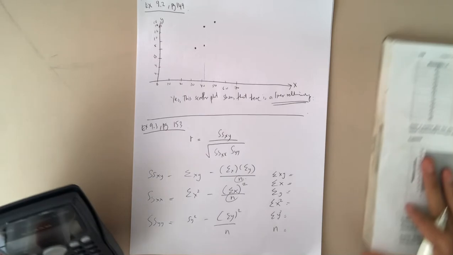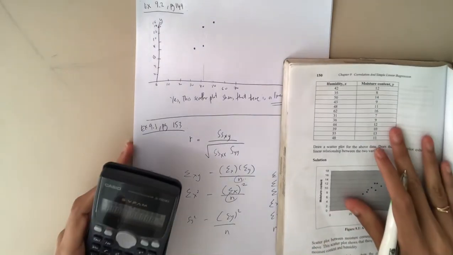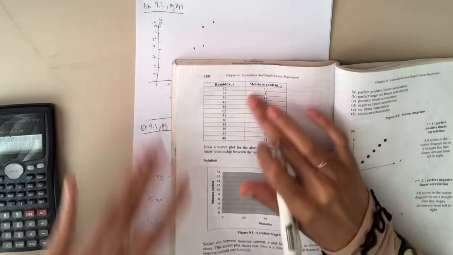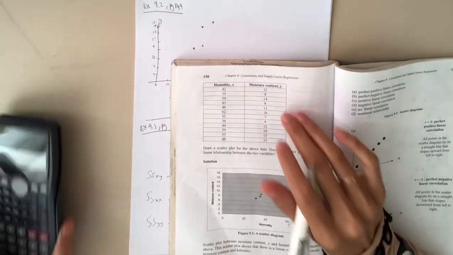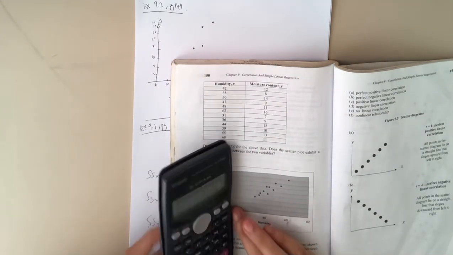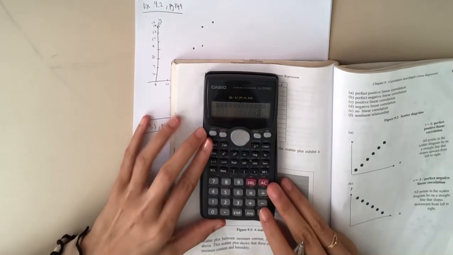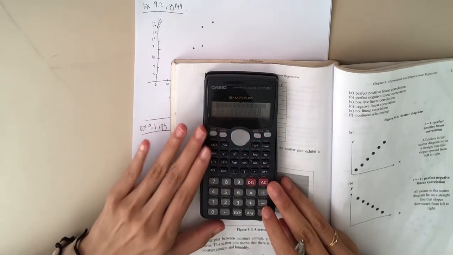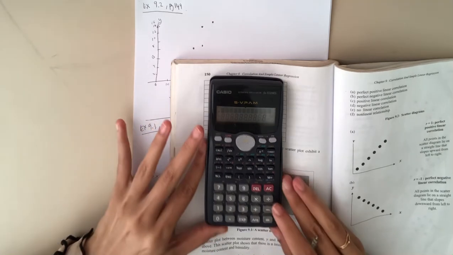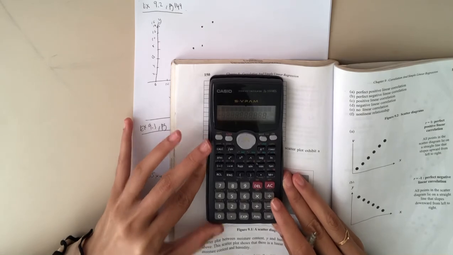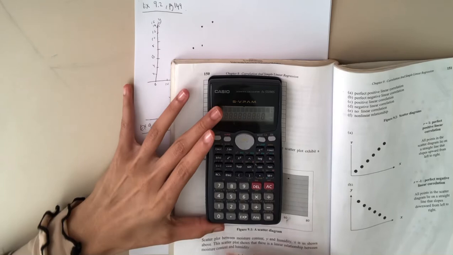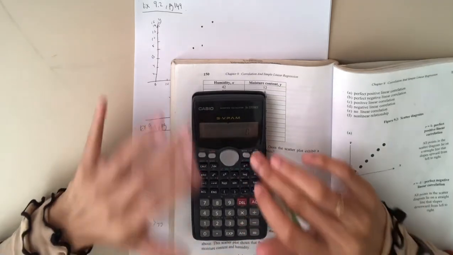Okay, so I show you again here. I'm not sure whether you can see it. This is the data from example 9.2 just now. So class, if you are using this calculator, I'm using this calculator, so you may follow my steps. But I'm not sure whether other types of calculator are the same or not. But you can try, just follow my steps. If it's not the same, you need to figure it out by yourself. But you can try first.